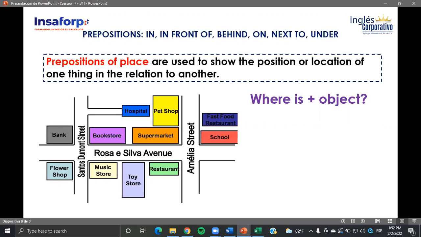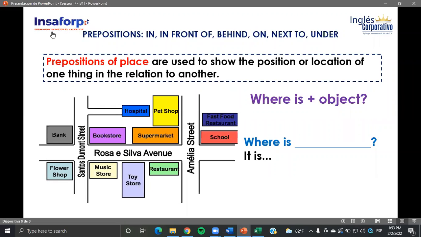So now is your turn. You're gonna ask for positions, and another participant is going to help you, right? So we're gonna be working in pairs. One person is going to ask the question, and the other person is going to answer that item, right? So we will use the structure: where is plus the object, and then the answer, it is plus preposition plus object. Okay. So now is your turn.